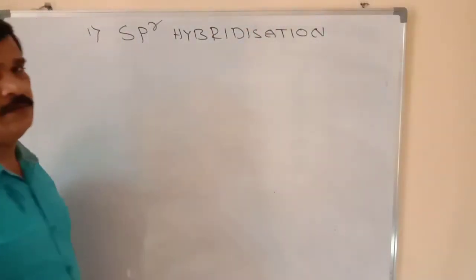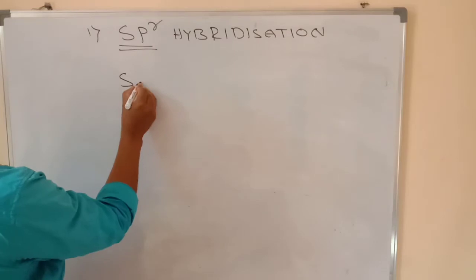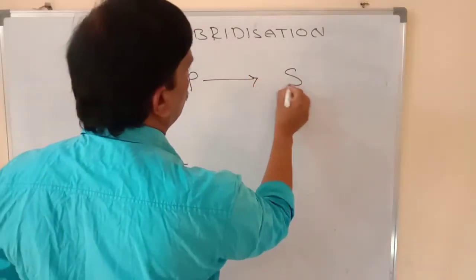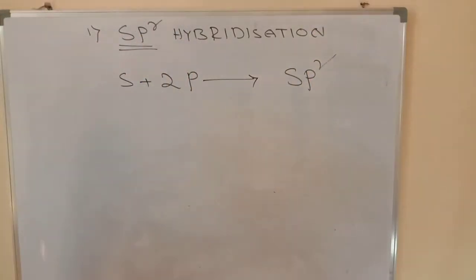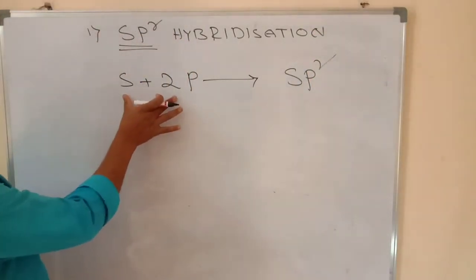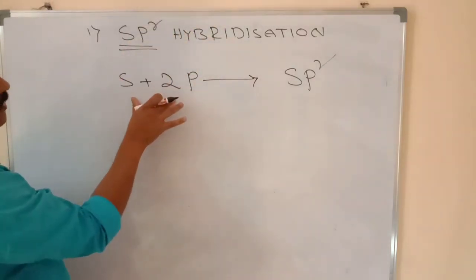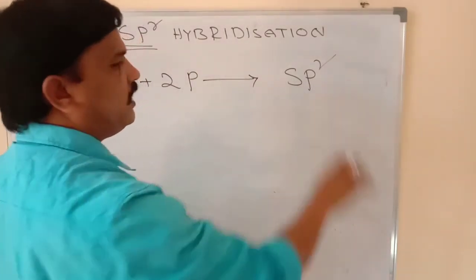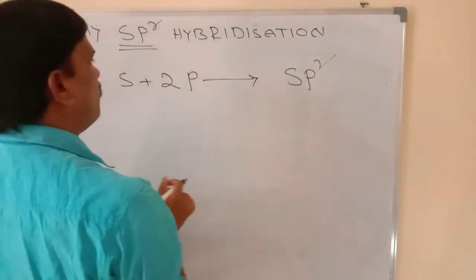What is sp2 hybridization? One s orbital and two p orbitals combine to give sp2 hybridization. An equal number of atomic orbitals intermix to give three sp2 hybrid orbitals. So this is known as sp2 hybridization.